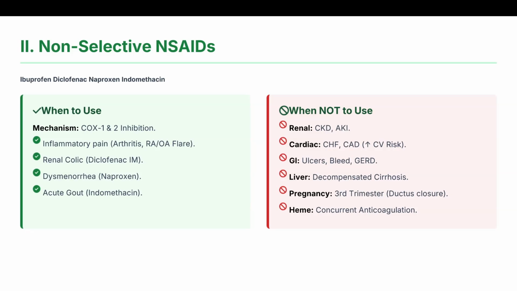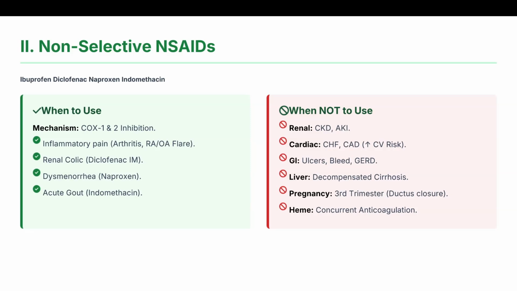So when not to use, this is the most important thing that we need to understand regarding NSAIDs, particularly non-selective NSAIDs. It is not recommended for use in CKD, acute kidney injury, cardiac disease like congestive heart failure and coronary artery disease. These drugs are very much cardiotoxic. In GI disease, ulcer, bleed, GERD, you should not use NSAIDs. This can cause ulcer bleed as well as exacerbation of GERD. It cannot be used in decompensated cirrhosis.